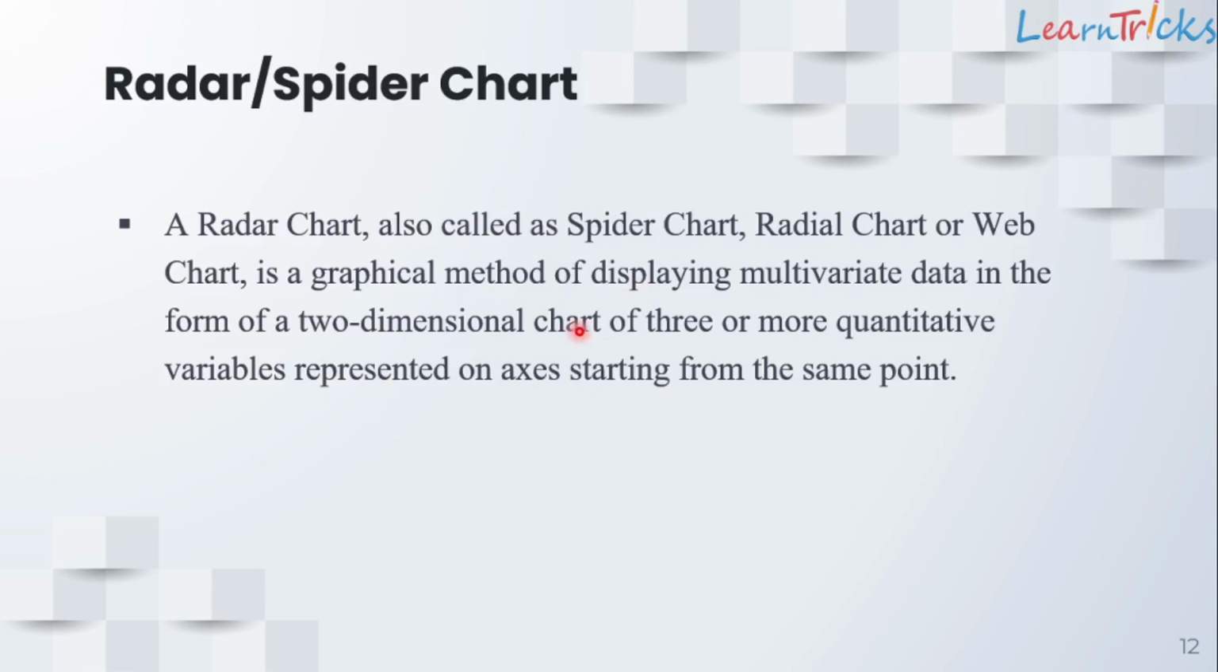So here we can see, we use a radar or spider chart when we have multivariate data, which means three or more quantitative variables. Now keep in mind, guys, for a radar or spider chart, the variables should be quantitative, meaning there should be numbers, for example marks or quantity, right? The variable should be quantitative, and the orientation of the graph is two-dimensional. So we will see in detail.